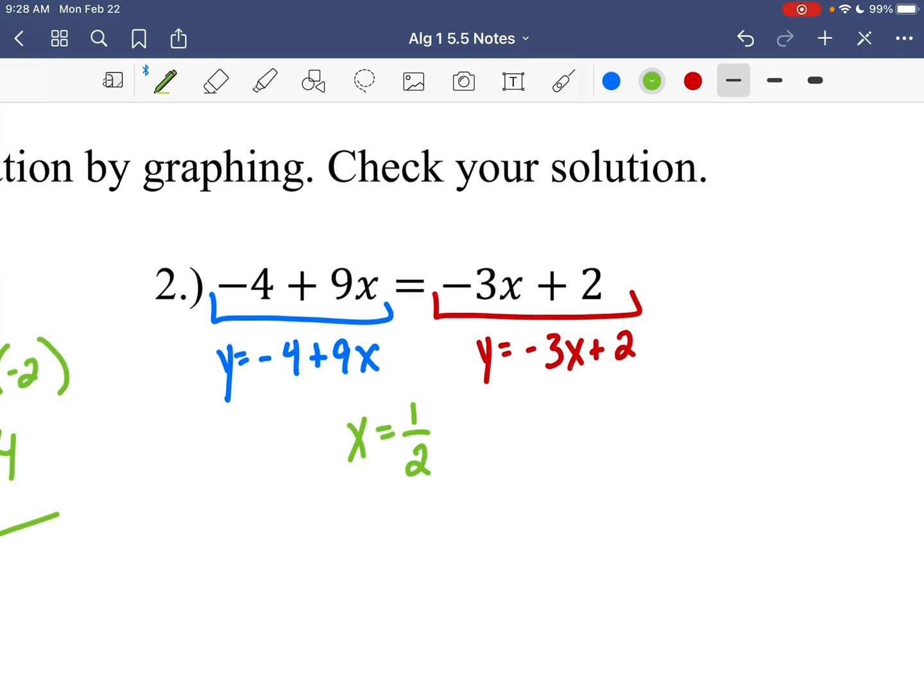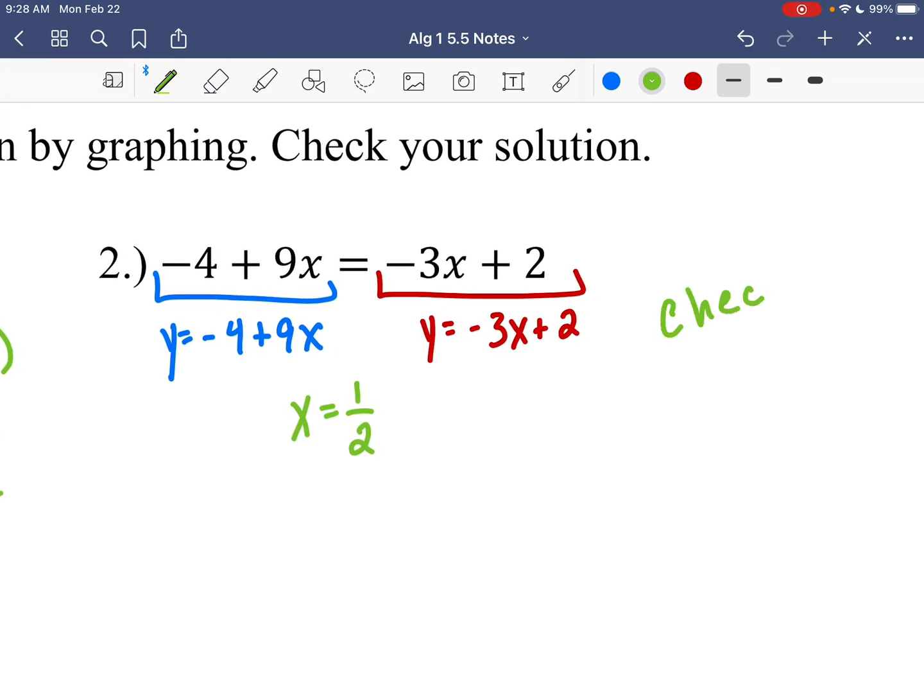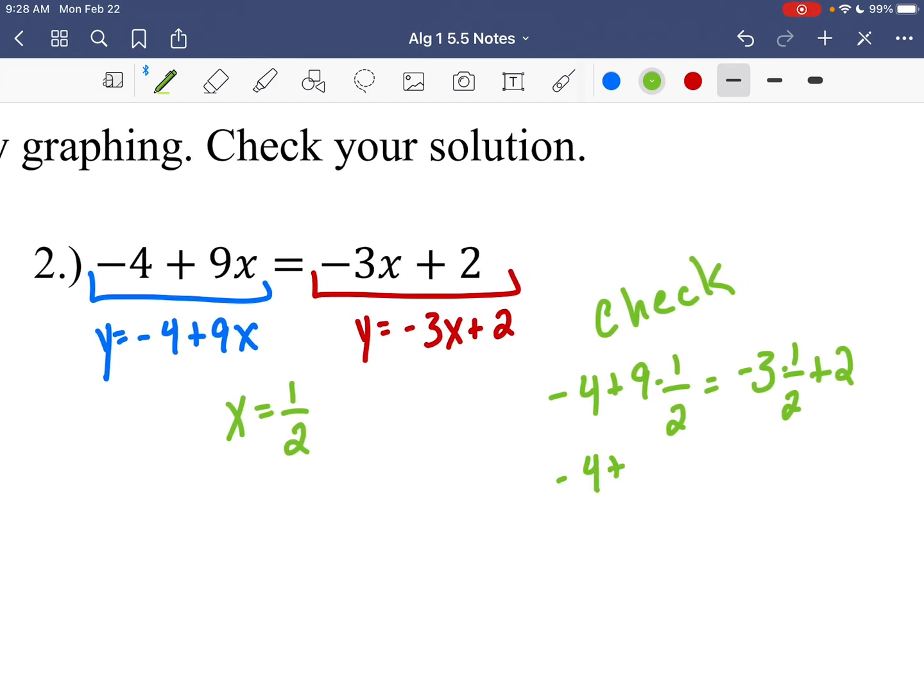But now let's check it. Always want to check. 9 times 1/2. Negative 3 times 1/2 plus 2. Okay, negative 4 plus, this would be 9/2, equals negative 3/2 plus 2. I need a common denominator here. This is over 1 times 2 times 2. So this gives me negative 8/2 plus 9/2 is 1/2.